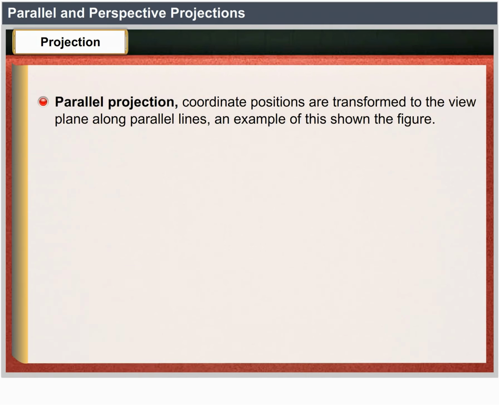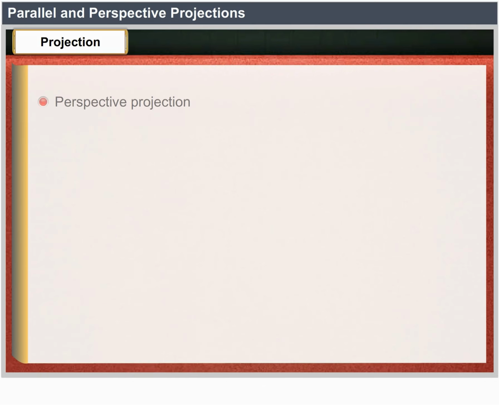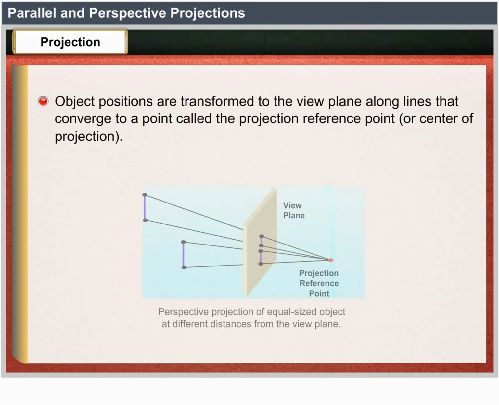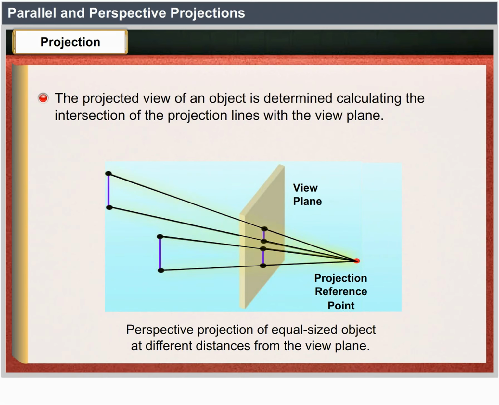Parallel projection. Coordinate positions are transformed to the view plane along parallel lines. An example of this is shown in the figure. Perspective projection is shown in the figure. Object positions are transformed to the view plane along lines that converge to a point called the projection reference point or center of projection. The projected view of an object is determined by calculating the intersection of the projection lines with the view plane.